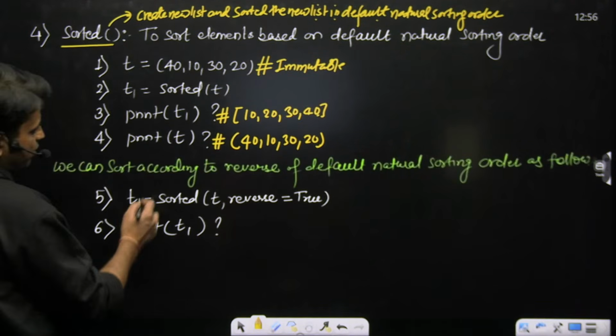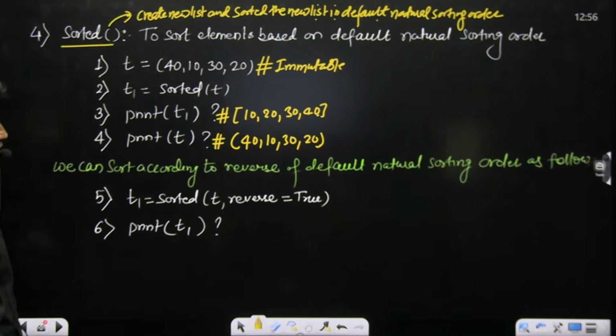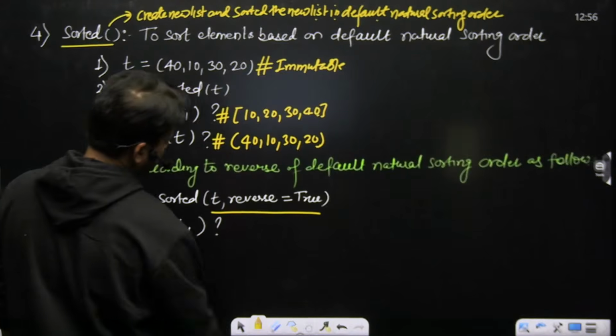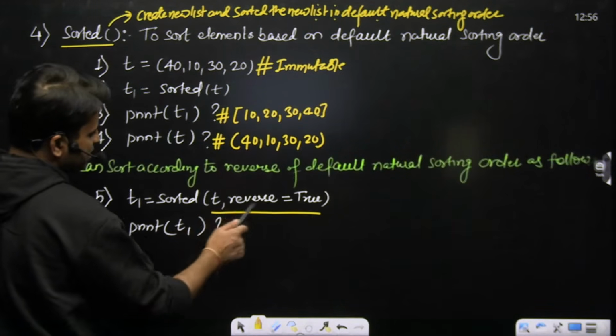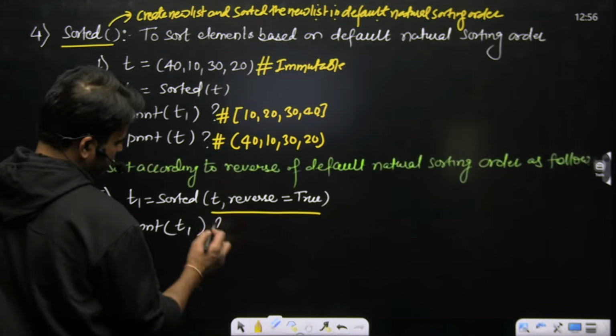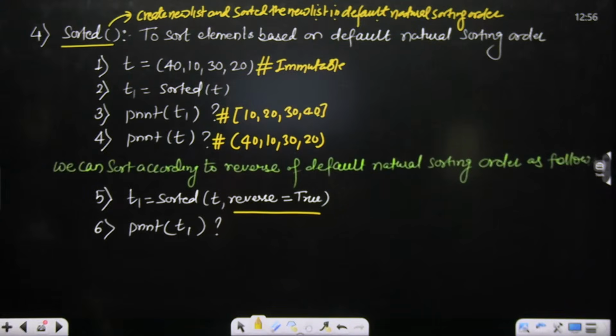We can sort in reverse of the default natural sorting order, in descending order. Then you have to pass this argument. Sir, T, which tuple, reverse equals to true. You have to pass this argument. Okay. Reverse equals to true. All right.